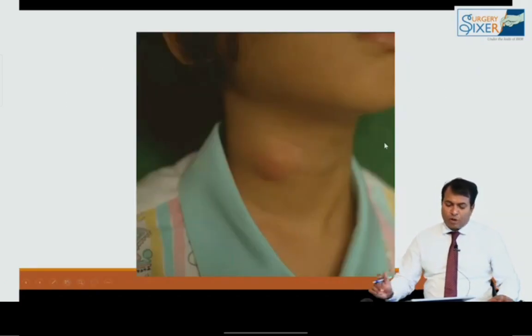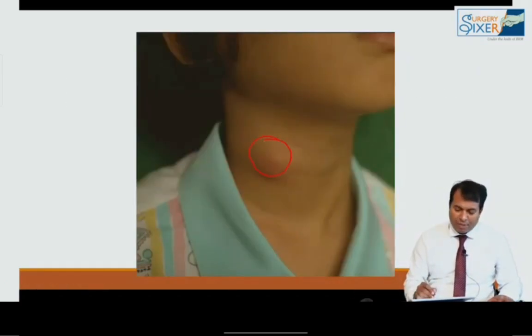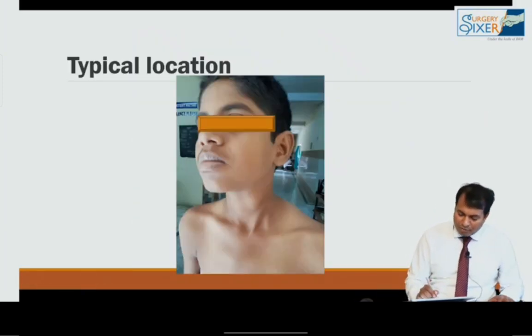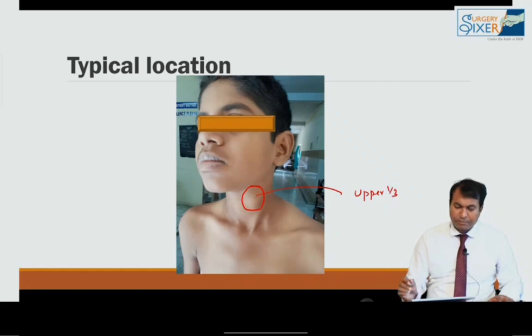So branchial cyst is most commonly between the second and sixth arch, and you can see it is seen most commonly as a swelling in the upper third of sternocleidomastoid muscle. Branchial cyst presents as a swelling in the upper third. This is one of our patients, in the upper third sternocleidomastoid muscle.